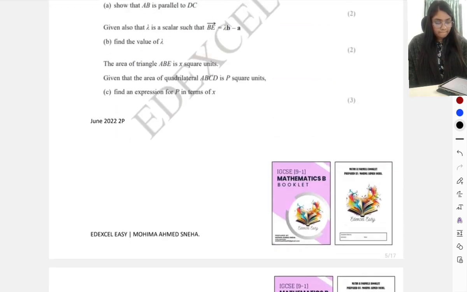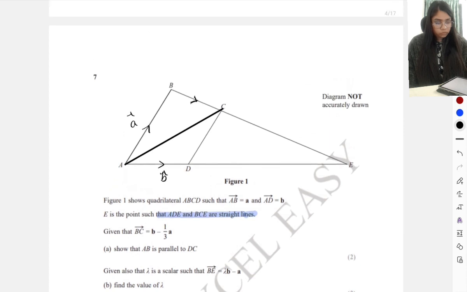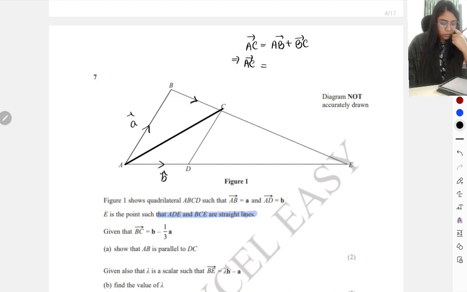How much space do we have? Okay, we have a lot of space. So let's start with AC, right? AC is going to be AB plus BC, which means AC is going to be AB, which was already A, and BC was B minus 1 by 3A, right? So A plus B minus 1 by 3A.